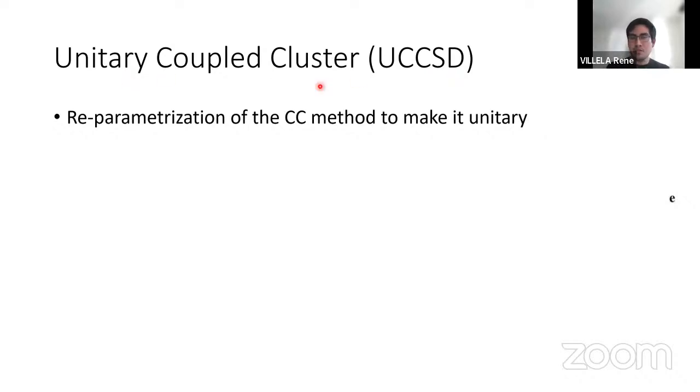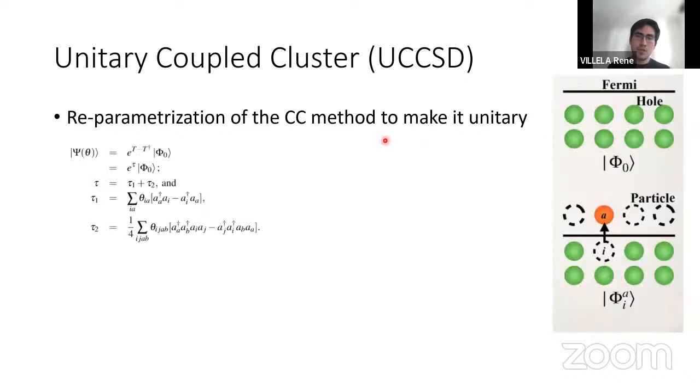And the unitary coupled cluster is just a reparametrization of the coupled cluster method to make it unitary, because in the coupled cluster method itself, the operators involved are not unitary and therefore cannot be used for quantum computing purposes, but it can be easily parameterized again to make it unitary. So the original coupled cluster operator is just e to the T. This T is related to the excitation probabilities of the Hartree-Fock state. And by redefining the operator as e to the T minus T dagger, it becomes unitary.